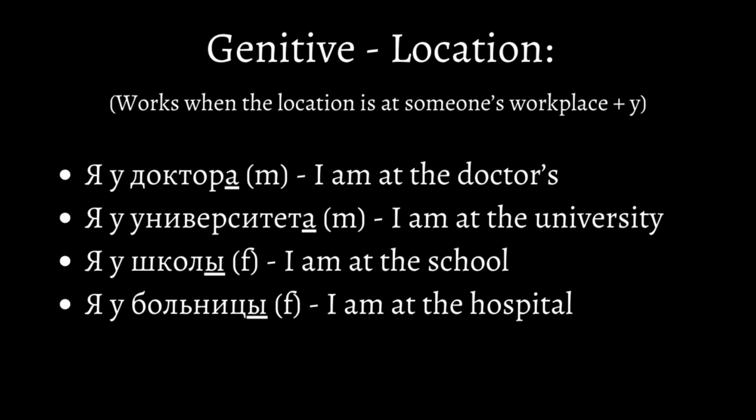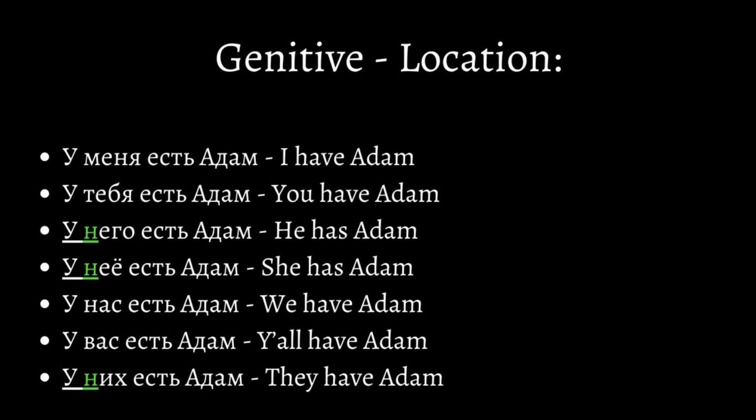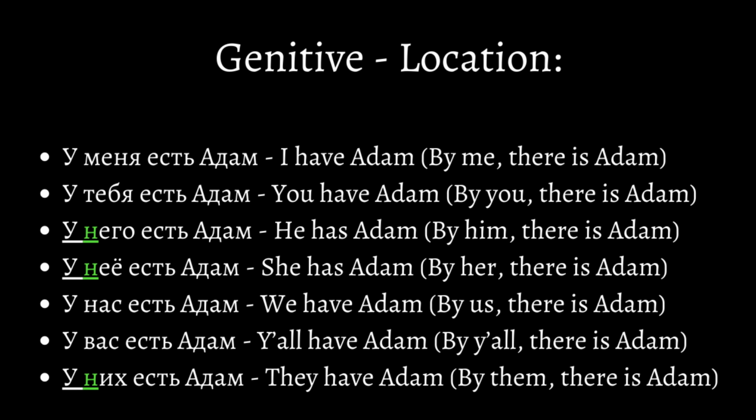The following nouns are all in the genitive singular under the correct genders, but the nouns can also be object pronouns, like у меня есть Адам, у тебя есть Адам, у него есть Адам, у нее есть Адам, у нас есть Адам, у вас есть Адам, и у них есть Адам. Don't forget about the consonant N. In this case, we're using object pronouns to express the location, but the true meaning is something like, by me, there is Adam. By you, there is Adam, and so on.